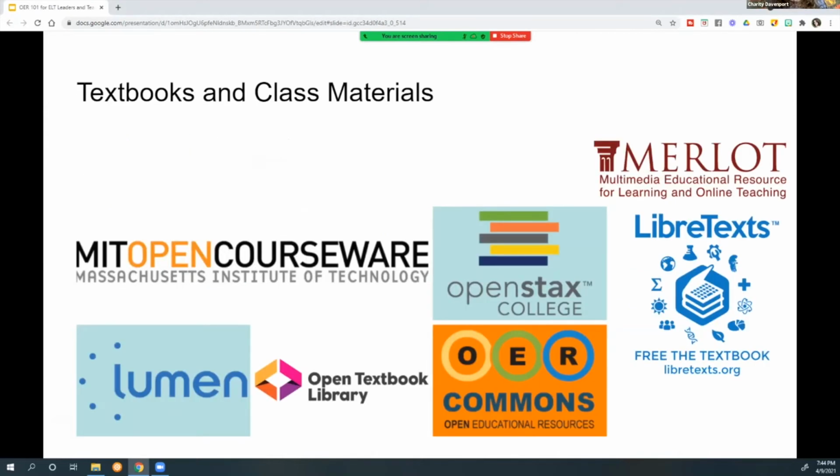For more textbook material and class materials, including some of those open courses, there are so many different sources: MIT OpenCourseWare, Lumen Learning, Open Textbook Library, OpenStax, OER Commons, LibreTexts, MERLOT. There are a lot of different places, a lot of different repositories. But again, I'm pretty sure if you use Google search, it will still find these materials from these other repositories.